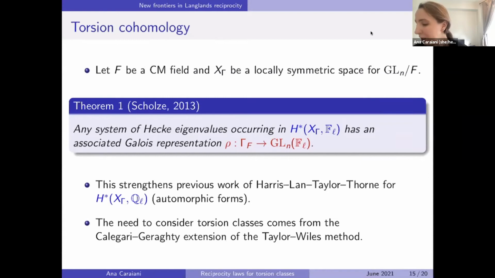And the breakdown of the criterion seems to happen at the same time as when your locally symmetric spaces don't have an algebraic structure. And so Calegari and Geraghty found a way to get around this. But what they did required you to understand the cohomology of these locally symmetric spaces, not just with characteristic 0 coefficients, but really with torsion coefficients.